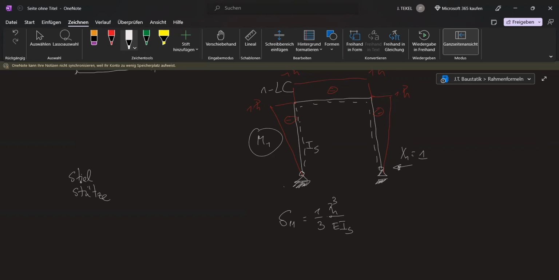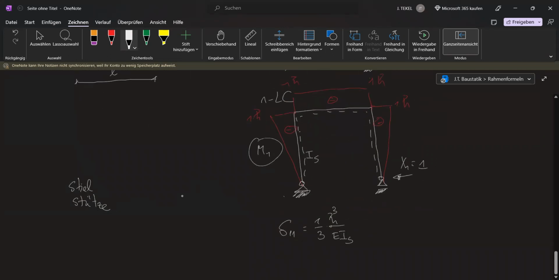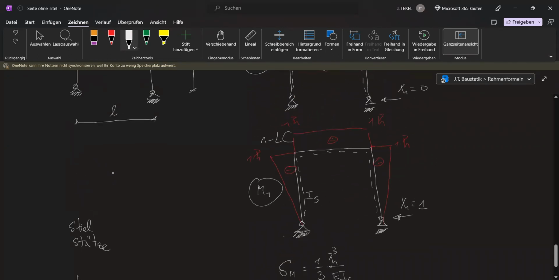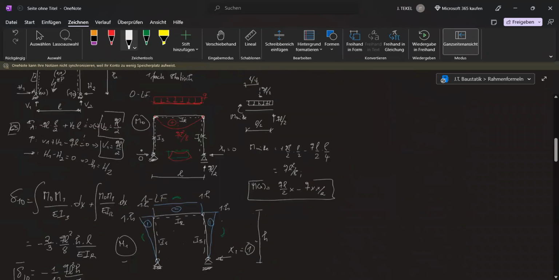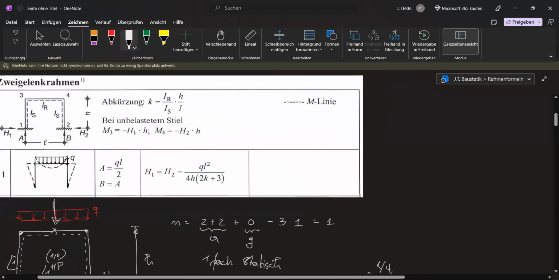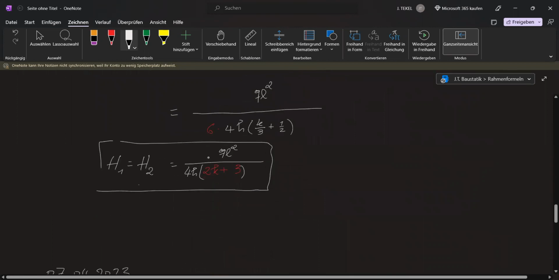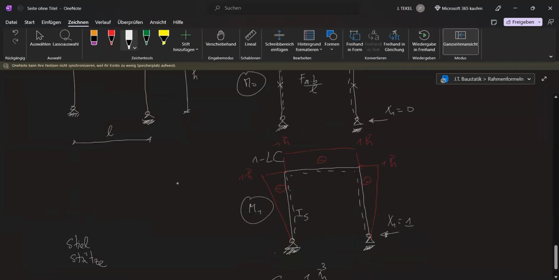I'm just gonna use S again because the formula we want to have at the end doesn't even have it. K was defined as something, and I'm gonna look up what K was. Here, K is IR times H divided by IS and L, basically. So that's the definition there for K. We're gonna use it. R here is for Riegel, the name used in German for that horizontal beam, and S is for Stütze, basically meaning column.